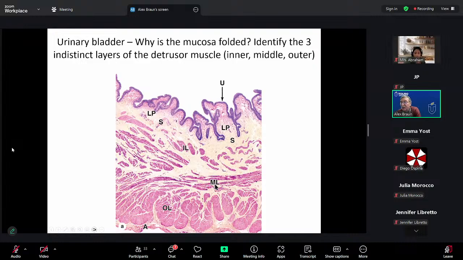The detrusor muscle has supposedly three layers, internal, middle, and outer, but they are ill-defined layers. It's somewhat difficult to distinguish the layers, but supposedly there are three layers to the detrusor muscle. When the bladder is relaxed, the mucosa gets folded like this. Here you see a relaxed bladder with folded mucosa, and the epithelium lining the mucosa is urothelium.